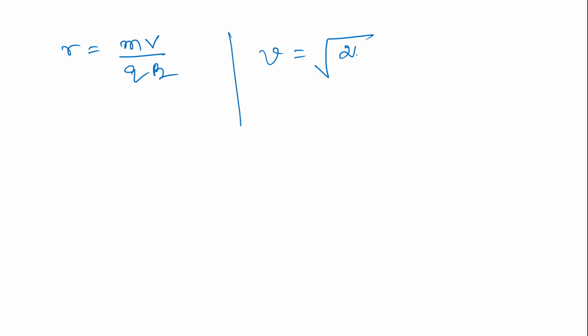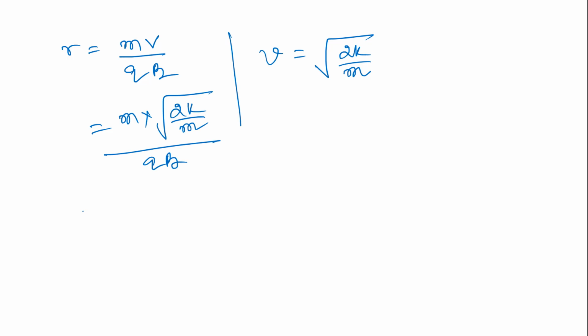Now I am just going to substitute that value, that is the radius of that helical path, you can say the circular path, because the motion of the charged particle in a magnetic field is continuous, that is mv by qB. And what is the expression for v? That is equal to root over 2K by m. So if I substitute that, it will be root over 2K by m divided by qB, so it will be root over 2Km divided by qB.